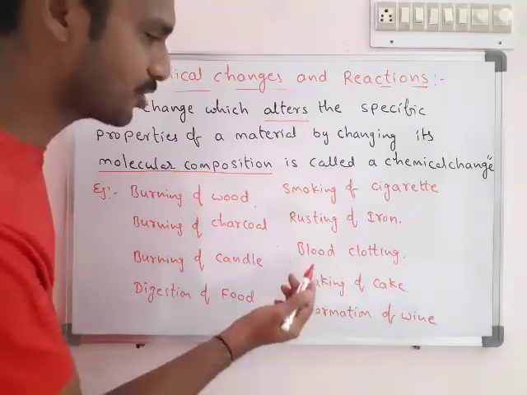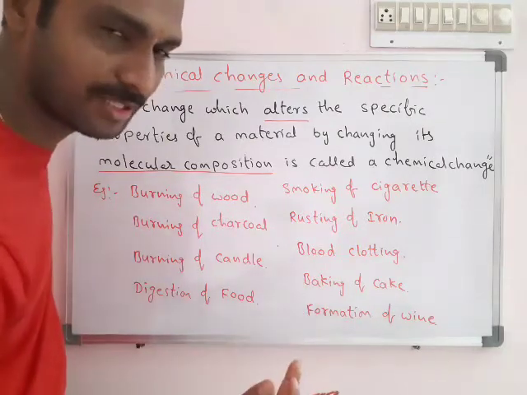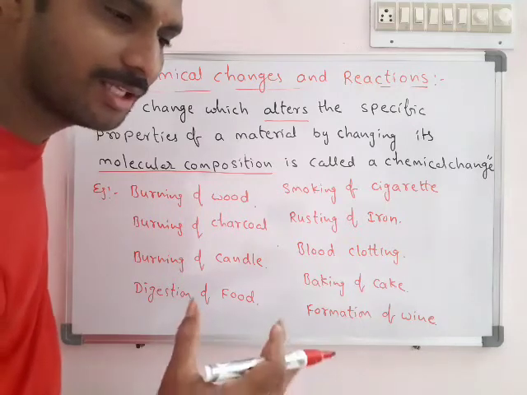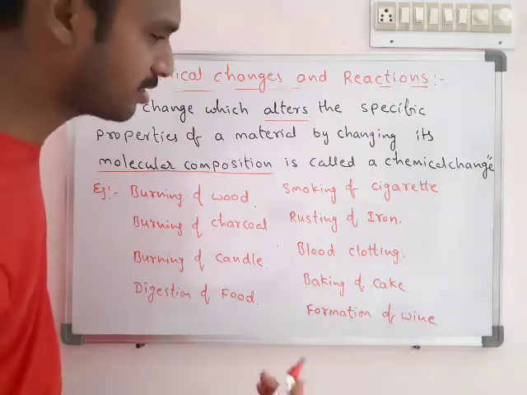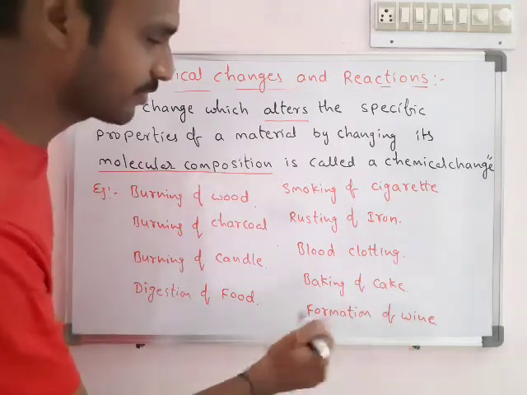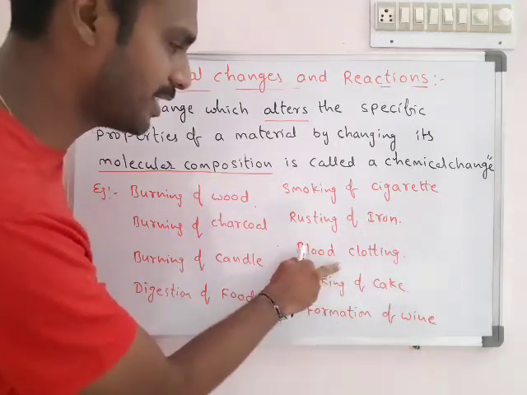So actually the rusting of iron, the iron reacts with oxygen and forms its oxide. It means iron is totally changed to a new compound. Next, blood clotting. It is very important.